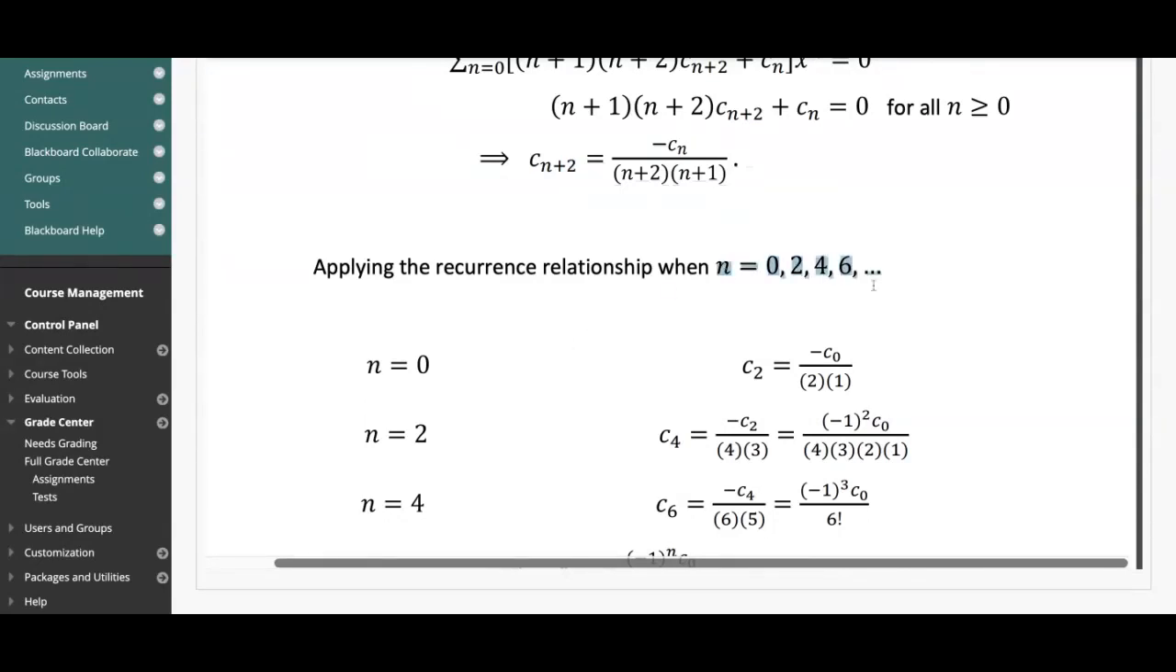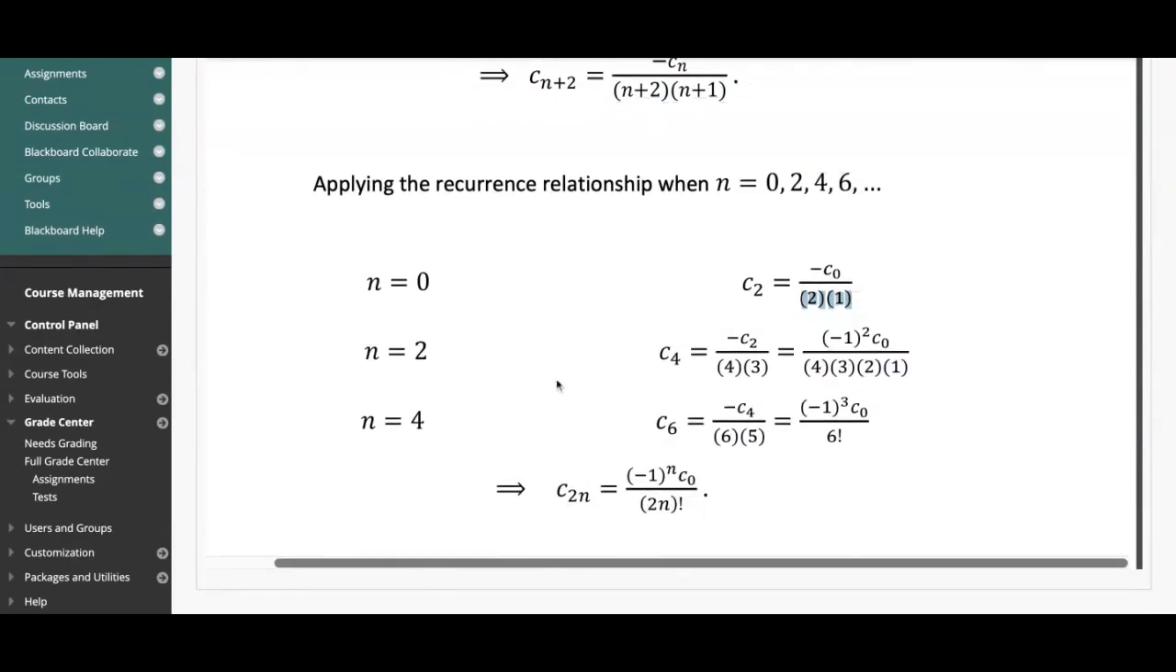So we want n to be those even numbers. So we'll calculate. N equals 0, we get a negative C0 divided by 2 times 1. N equals 2, plug back in, we get negative 1 squared C0 over 4 times 3 times 2 times 1, factorial, right? 2 factorial, 4 factorial, then for n equals 4, 6 factorial. Then we see the pattern.